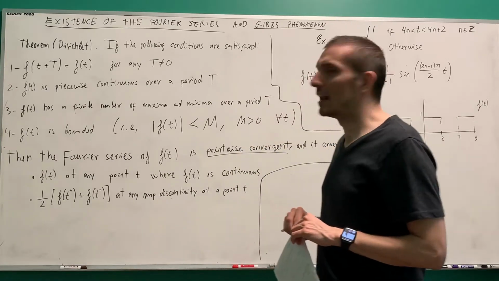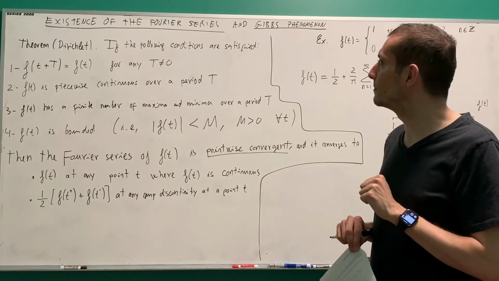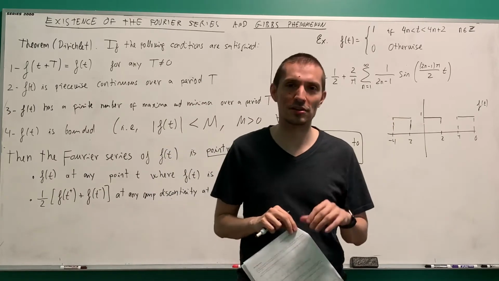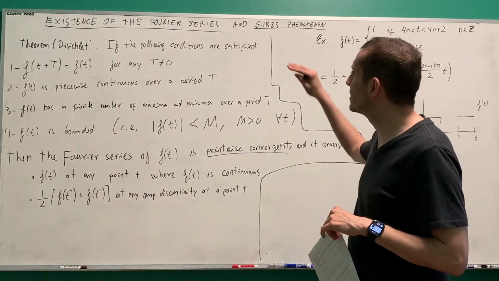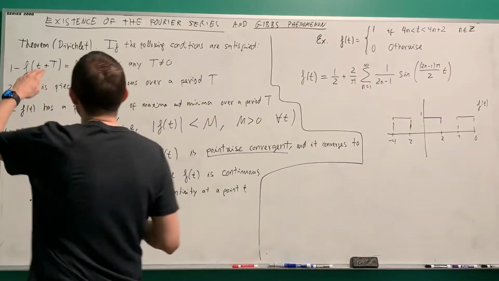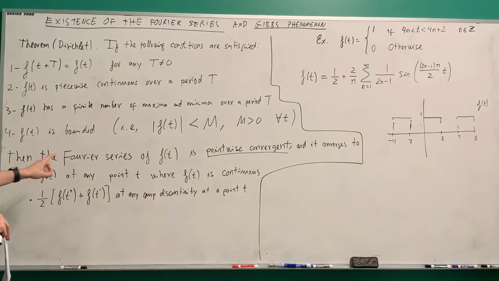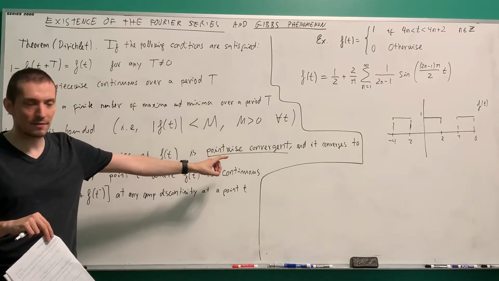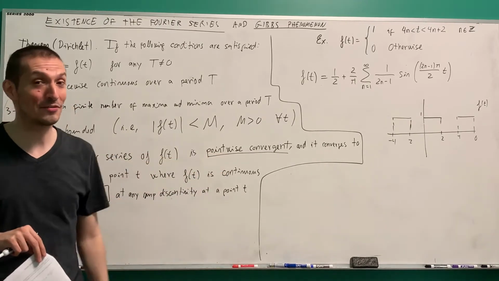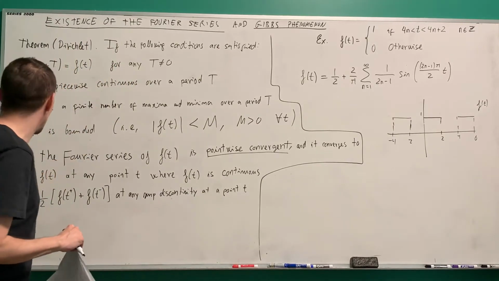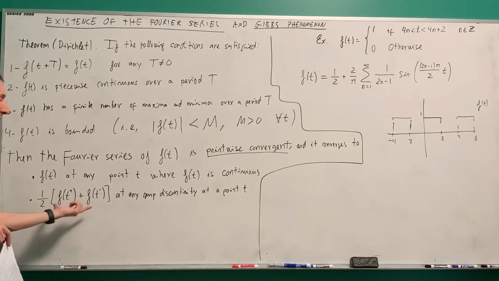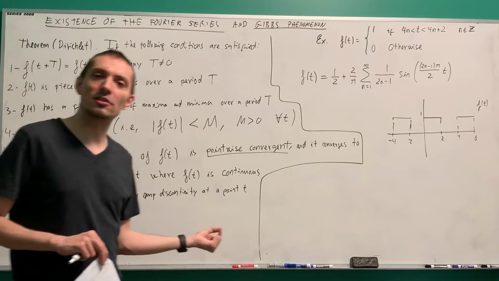All right, so let's review the theorem by Gibbs here. So Gibbs sets out four conditions. We're gonna analyze those conditions, so don't worry. He sets out four conditions for the Fourier series to exist. Now Gibbs said, well, if those conditions are satisfied, then the Fourier series is point-wise convergent. We will analyze a little bit better what point-wise convergence means, because it's a notion that you probably haven't seen. And it converges to the function at any point where the function is continuous, and to the average between the lateral limits at the points where there are just discontinuities.